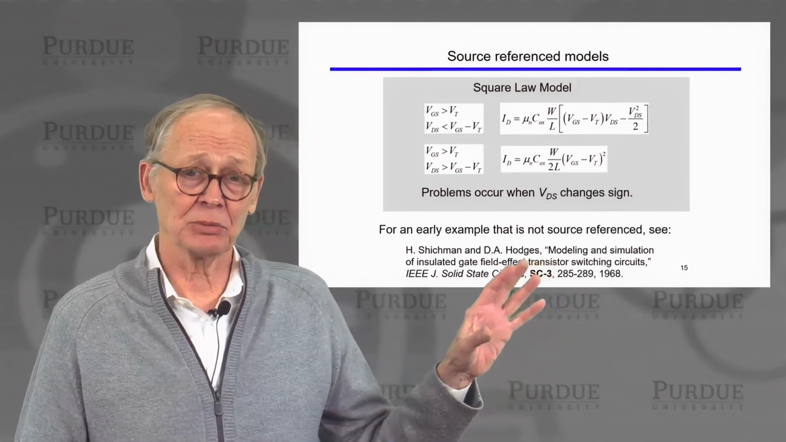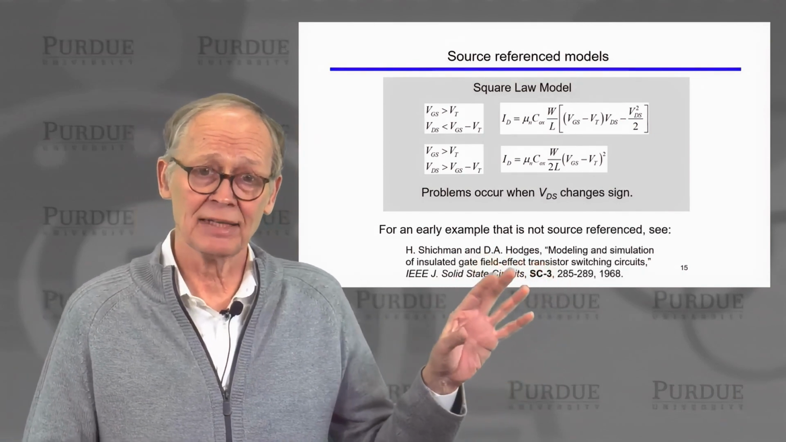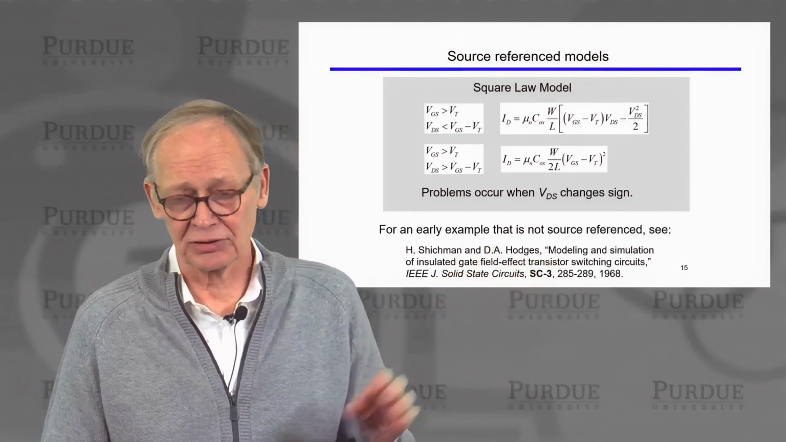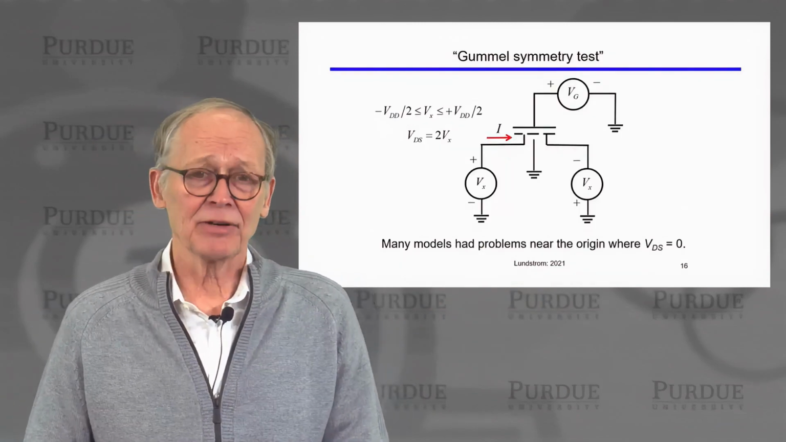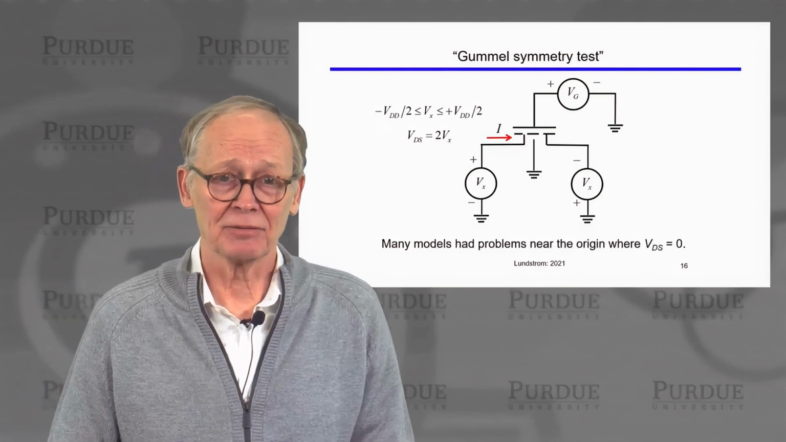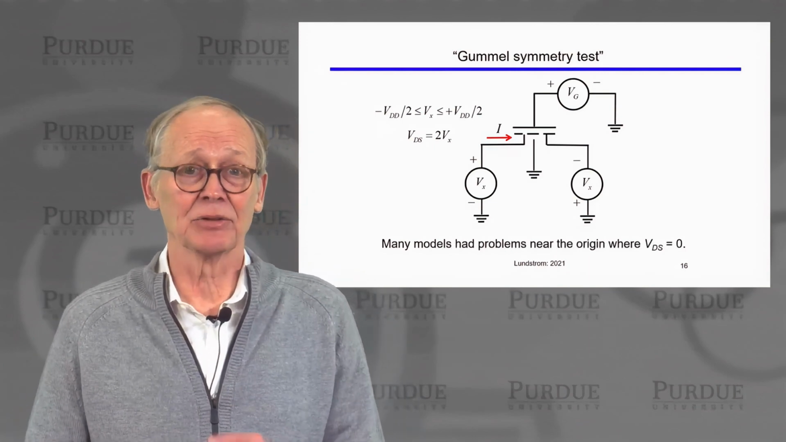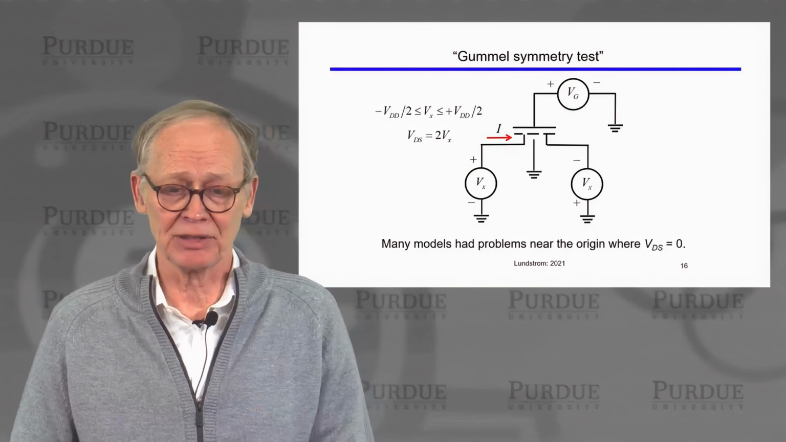So you can see it's possible to formulate models that are not source referenced, and here's an early example of a way that people did that. And there are various tests that people started running for models to see whether they did what they were supposed to do, that is, whether they were indeed symmetrical.